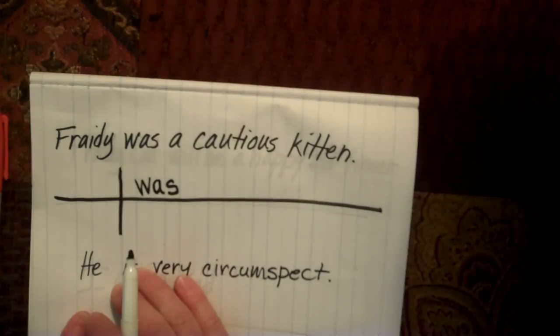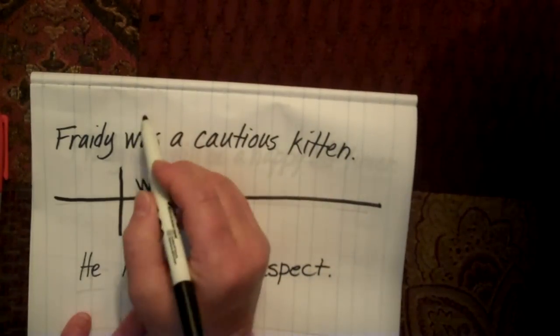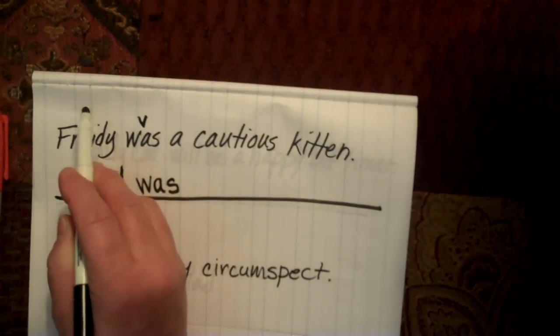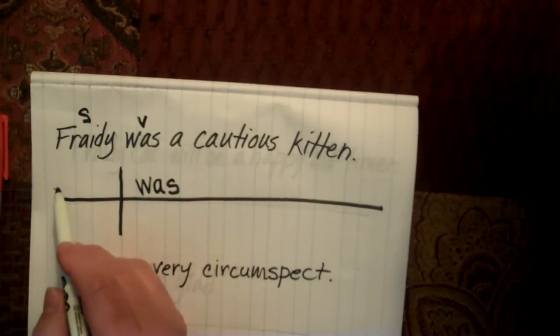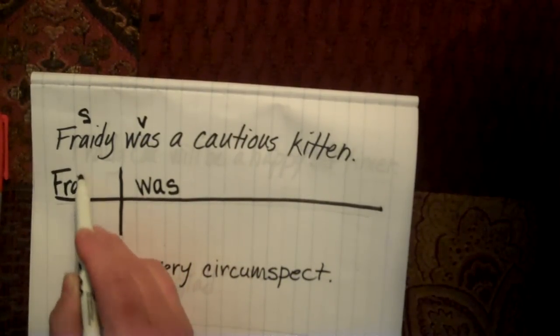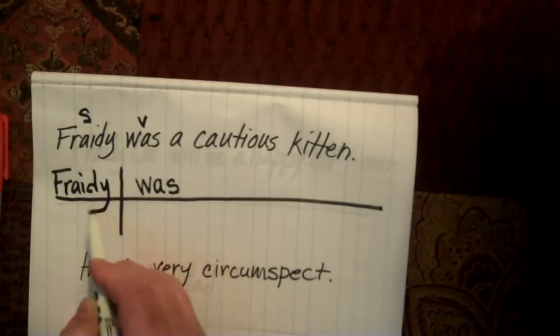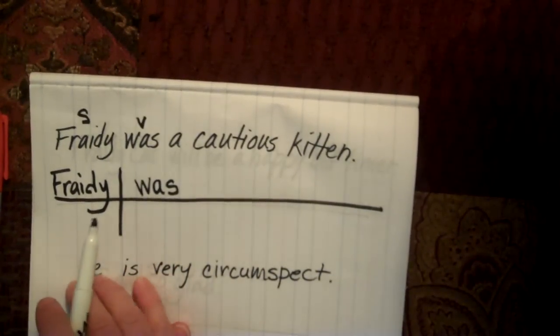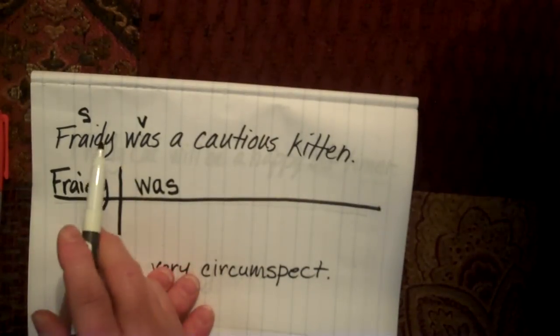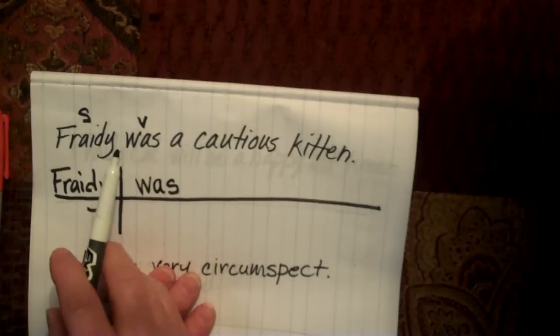Then you ask who or what was, and the answer will be the subject. This is the verb, and the answer to what was will be the subject. Fraidy is the subject of the sentence, so we put it here on this side of the fishing line. On the left side, it comes first on the water. And then you ask this: Fraidy was what?